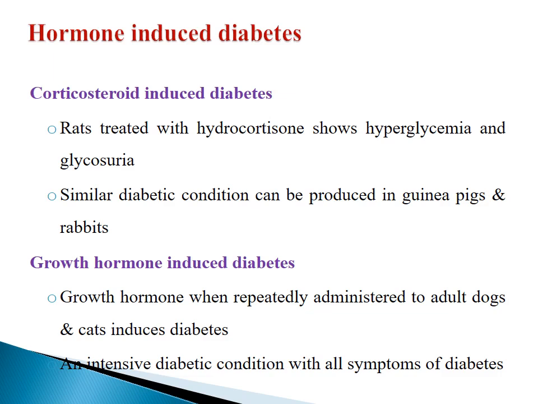In the growth hormone-induced diabetic model, when growth hormone is repeatedly administered to adult dogs and cats, it is observed that it induces diabetes. An intensive diabetic condition is produced in this model with all symptoms of diabetes including severe ketonemia and ketonuria. However, rats, if given hormonal treatment, do not become diabetic but grow faster and show striking hypertrophy of the pancreatic islets, and this becomes the limitation of this method.